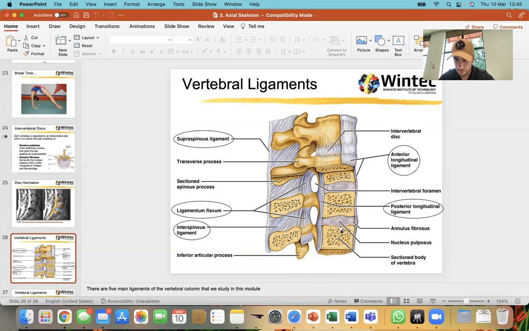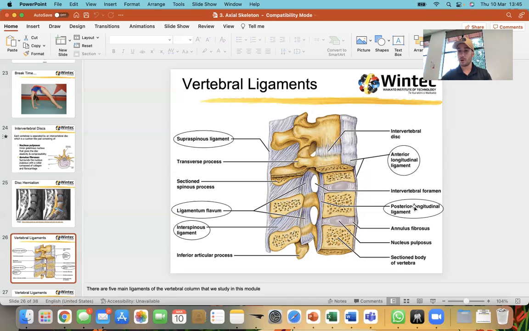This is the body of the vertebra that is weight bearing. Here we have the anterior longitudinal ligament. Now, if it's anterior, again, meaning at the front, longitudinal is running longitudinal, just like the longitudinal plane. Okay, so running lengthways, and ligament connecting bone to bone.